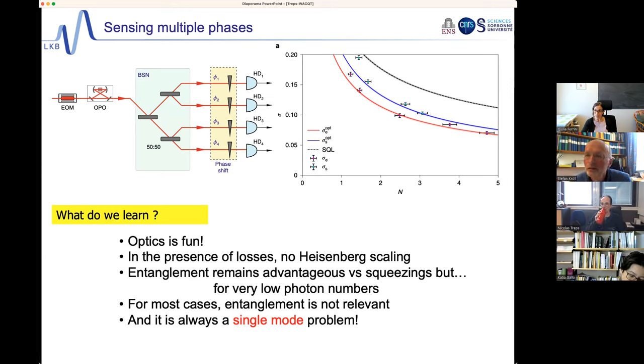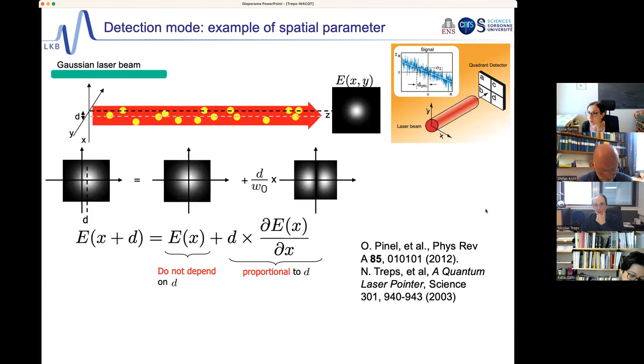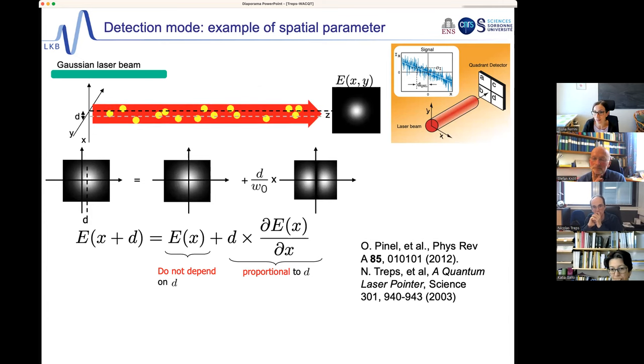Yes, Julia? Thank you, Nicolas, for the nice talk. You presented some slides where you show that you can use these different spatial modes to detect shifts of the position of the beam. But I also know that you work on frequency modes, and I was wondering if they can be used, or you are going to use them, or somebody else is using them for measuring time. I imagine that would be the variable that one would use with frequency modes.